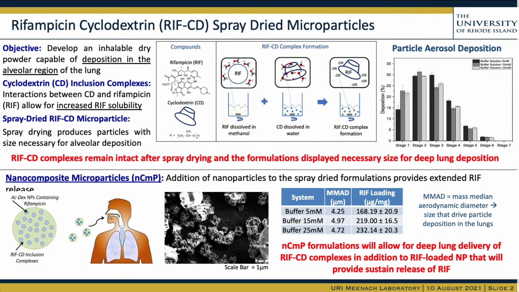The next step was we wanted to incorporate a nanoparticle that specifically targeted alveolar macrophages. And by doing this, we created what we call in our lab nanocomposite microparticles. So the rifampicin cyclodextrin complexes made up the bulk of the particle, while the nanoparticles were within the rifampicin cyclodextrin complex bulk material. And the nanocomposite microparticle formulations allowed for deep lung delivery of rifampicin cyclodextrin complexes, in addition to rifampicin-loaded nanoparticles that provide us a sustained release and pH responsiveness.